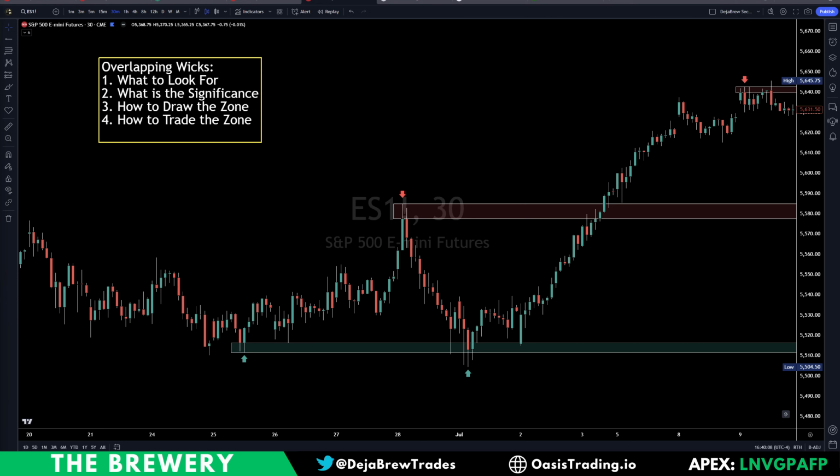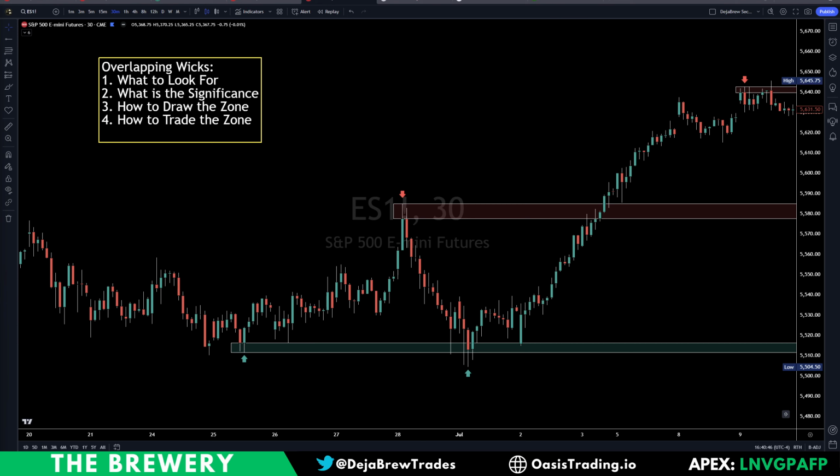So I've marked out a bunch of different examples on ES for this technique, and for the most part, you should be looking for this on a 30-minute time frame. You can use this on lower and higher time frames, but for day trading, I typically recommend using this on a 30-minute time frame to find the zone. And then if you want to trade the lower time frames, you can trade them, but using that 30-minute zone. So if you want to use that zone on the 5-minute or the 1-minute, that's okay, but make sure to draw the zone on the 30-minute. Okay, with that out of the way, let's start off with what to look for.